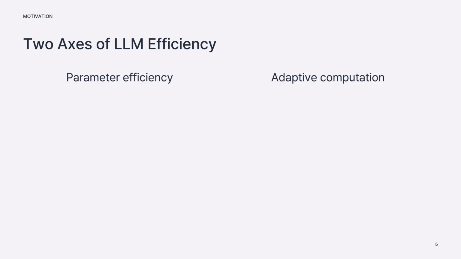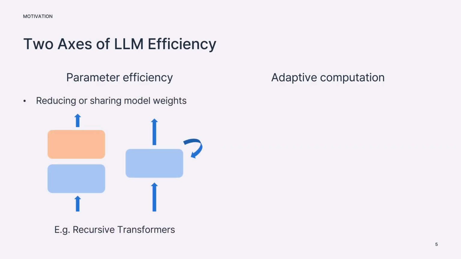The paper frames efficiency for LLMs along two axes. First, parameter efficiency, reducing or sharing weights. For example, in a recursive transformer, multiple layers share the same parameters, so you can view the stack as repeatedly applying a single block.